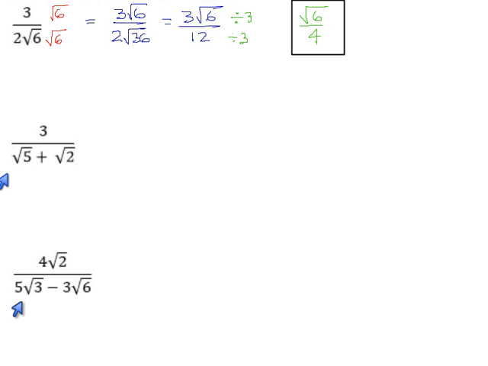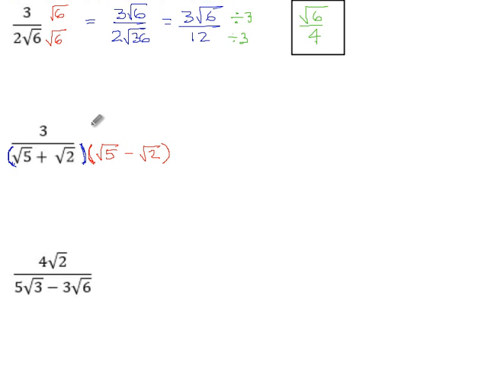Now, for these next two, we still have roots in the denominator, but now we have a couple of them in the form of a binomial. So it doesn't matter if both of these are roots or if just one of them is. As long as there are two terms added or subtracted, we can cancel this, but it's not as straightforward as before. You don't just multiply by the roots. We multiply by something we call the conjugate. The conjugate of a binomial is the exact same two values, so we're still going to have root 5, and we're still going to have root 2 in this case, but the sign between them is switched.